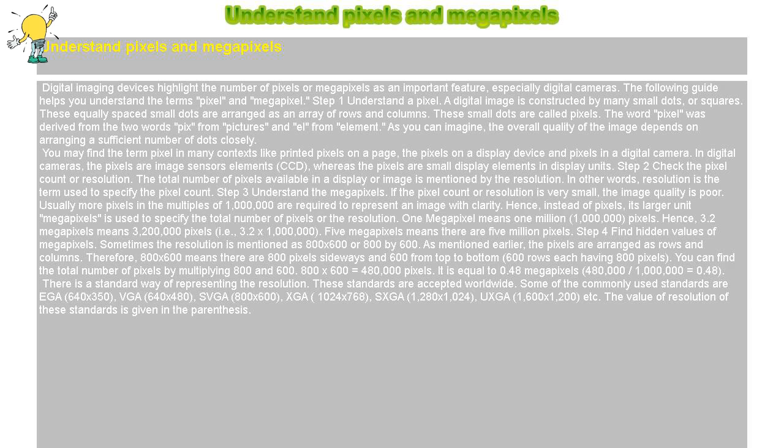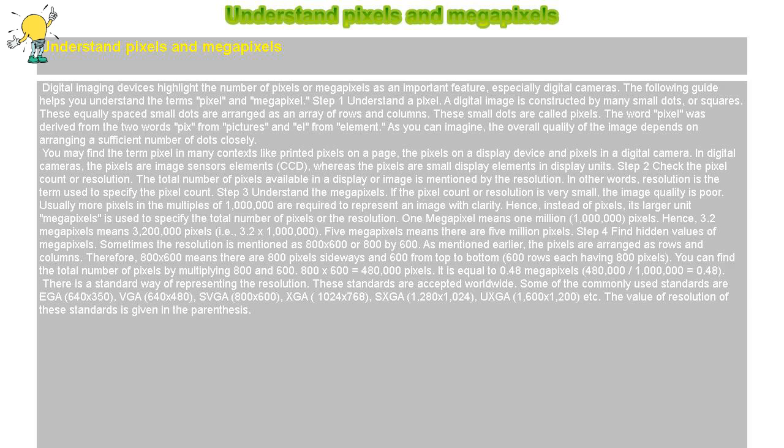Step 3. Understand the megapixels. If the pixel count or resolution is very small, the image quality is poor. Usually more pixels in the multiples of 1 million are required to represent an image with clarity. Hence, instead of pixels, its larger unit megapixels is used to specify the total number of pixels or the resolution.